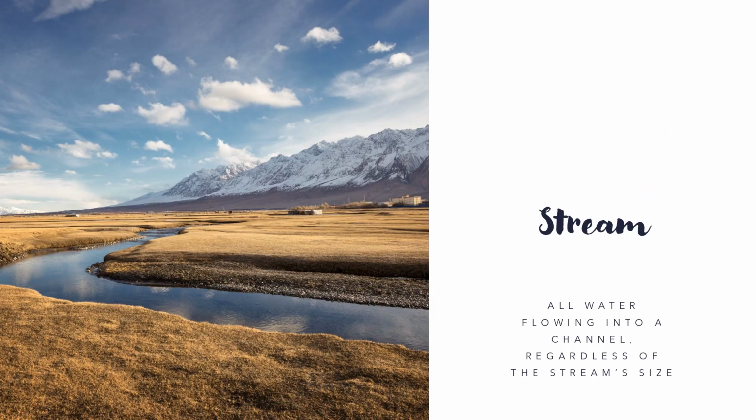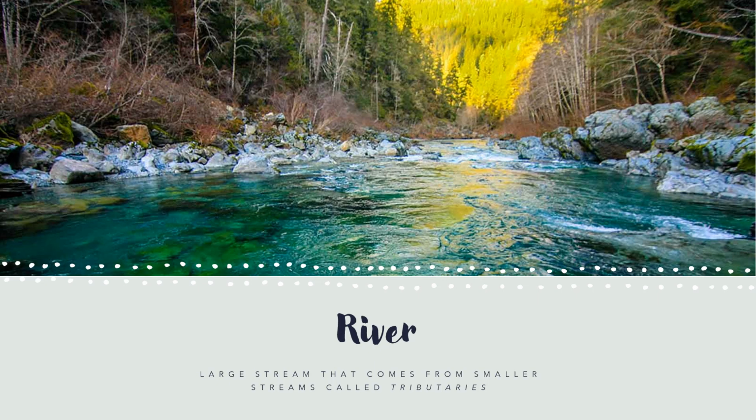So, we have stream. A stream refers to all water flowing in a channel regardless of the stream's size. A river is a large stream that comes from smaller streams called tributaries. A river flows toward an ocean, a sea, a lake, or another river.